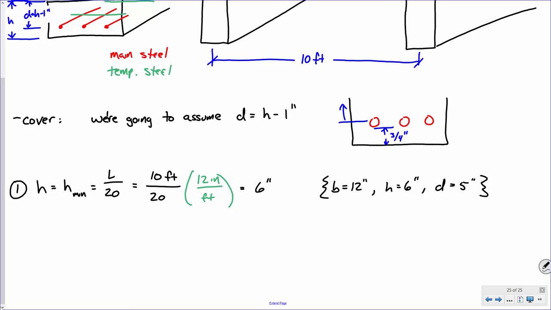Now, how do we calculate the self-weight? How have we been doing that before? We take the unit weight of concrete and multiply it by B times H. To keep this simple, I'm going to say 0.15 kips per cubic foot, 12 inches, and 6 inches.